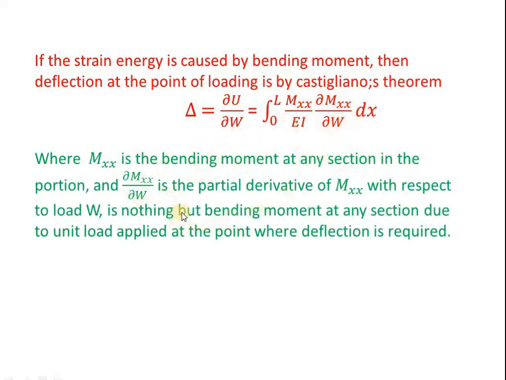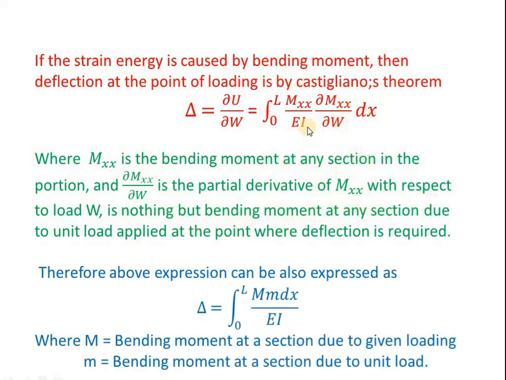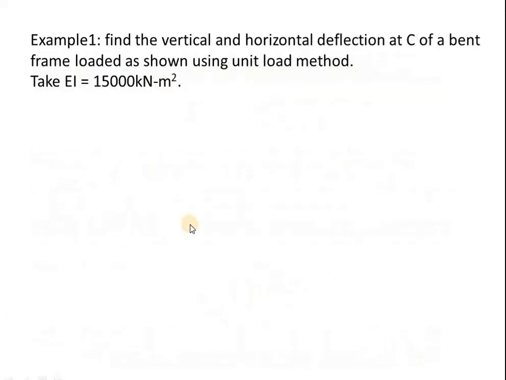If you observe, this ∂Mx/∂W is nothing but the bending moment at any section due to a unit load applied at the point where deflection is required. So if you rewrite the formula, delta equals the integral of M, the same capital M, bending moment due to given load, into ∂Mxx/∂W, which is the bending moment due to unit load, small m, into dx divided by EI, where capital M is the bending moment at any section due to given loading and small m is the bending moment at any section due to unit load.